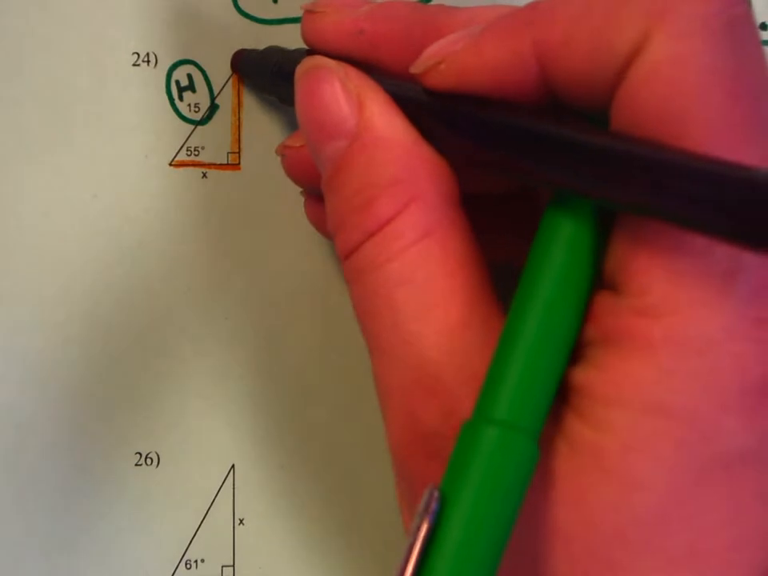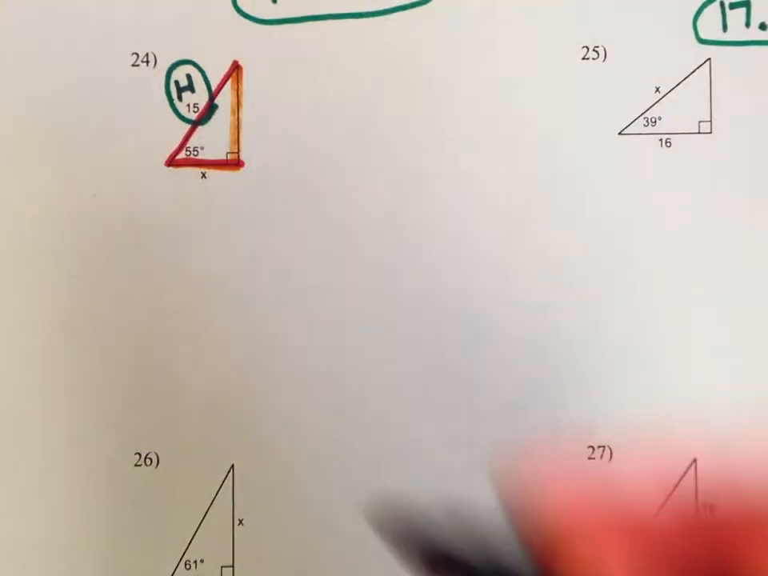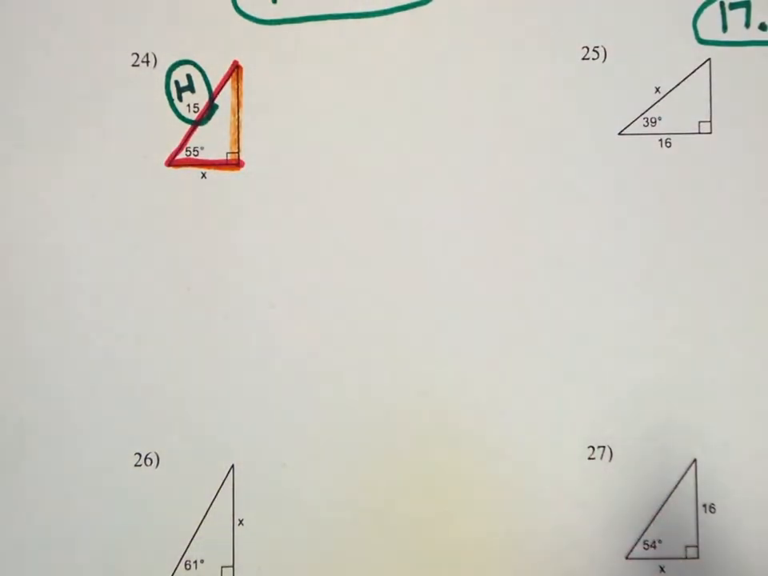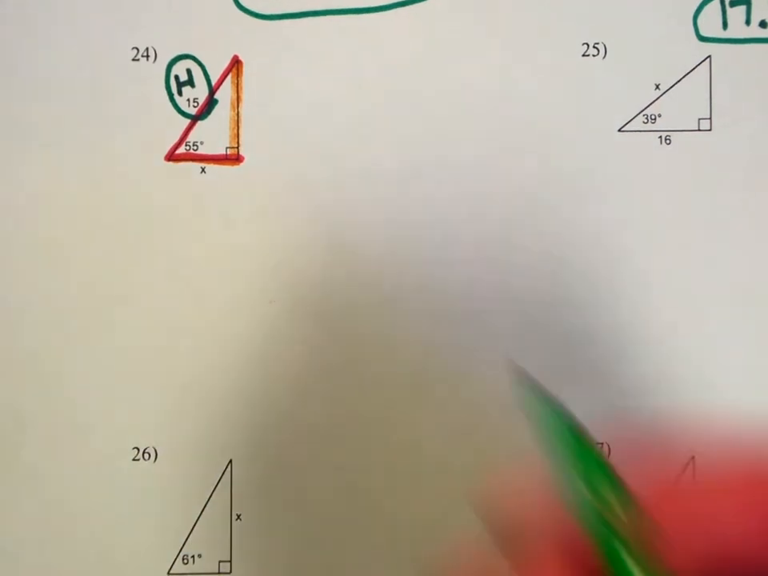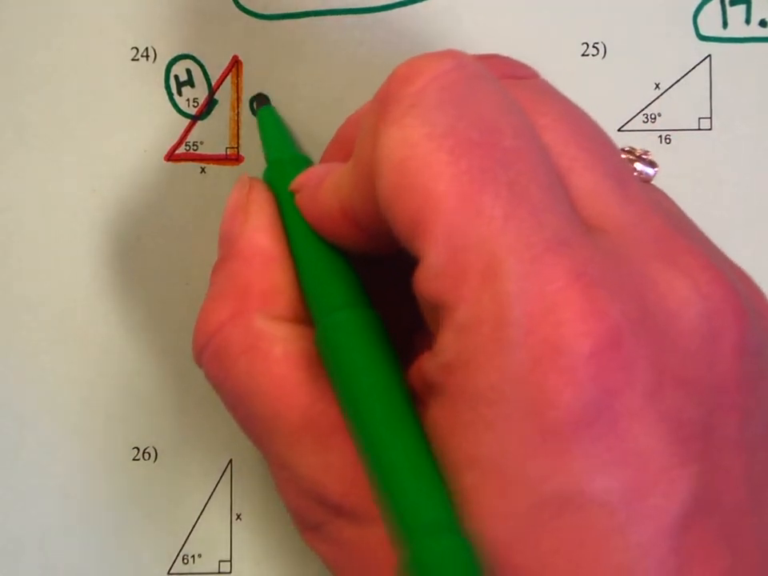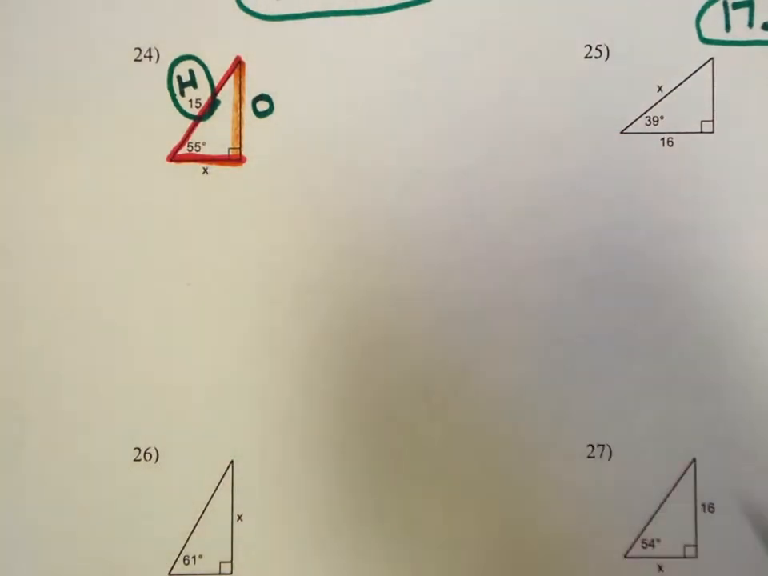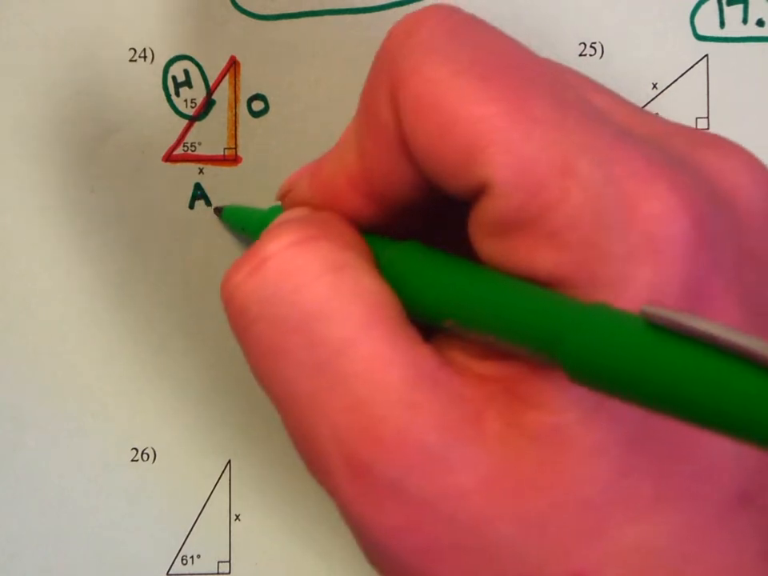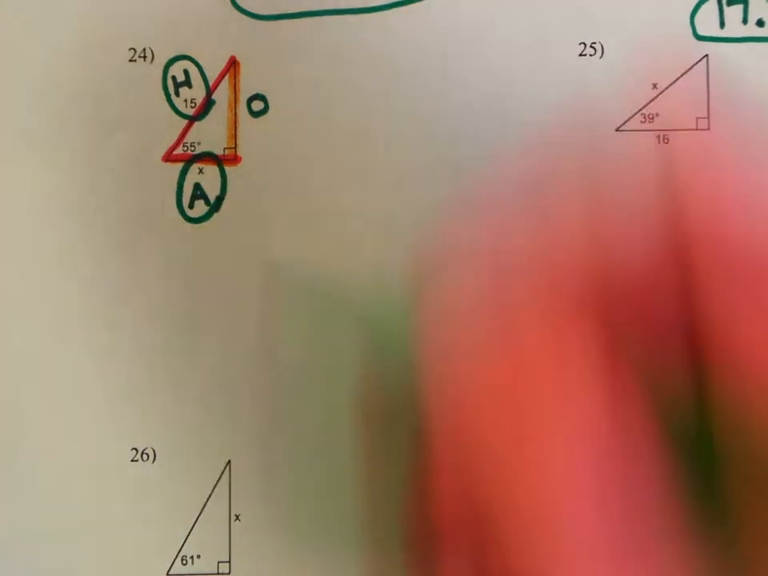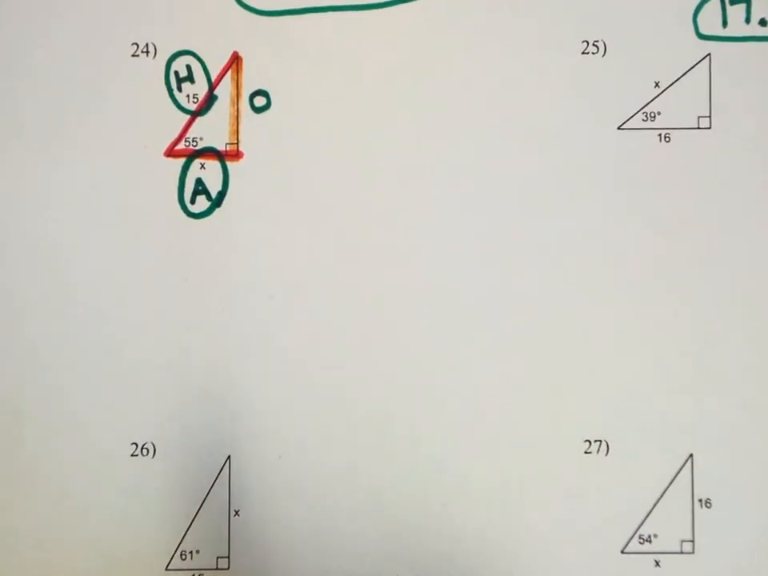case is 55 degrees, and that tells me that which side is my opposite? Blank or x? Blank is my opposite, which means x is my adjacent. So I'm going to circle it because I have information about it. So I have information about what two sides? My adjacent and my hypotenuse.